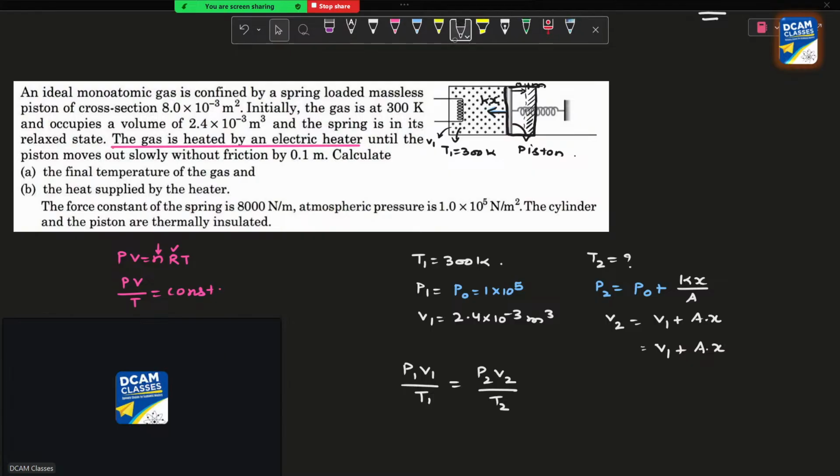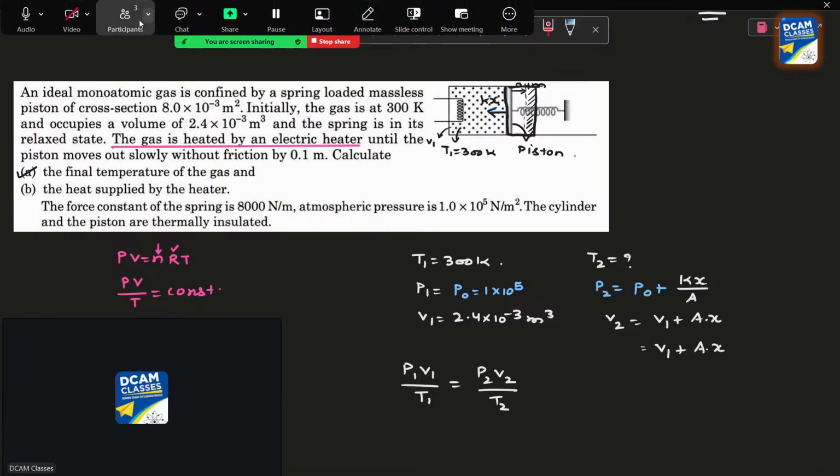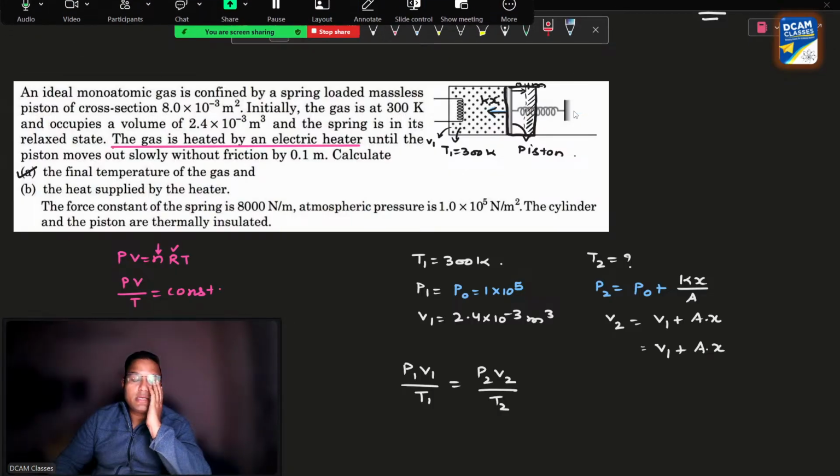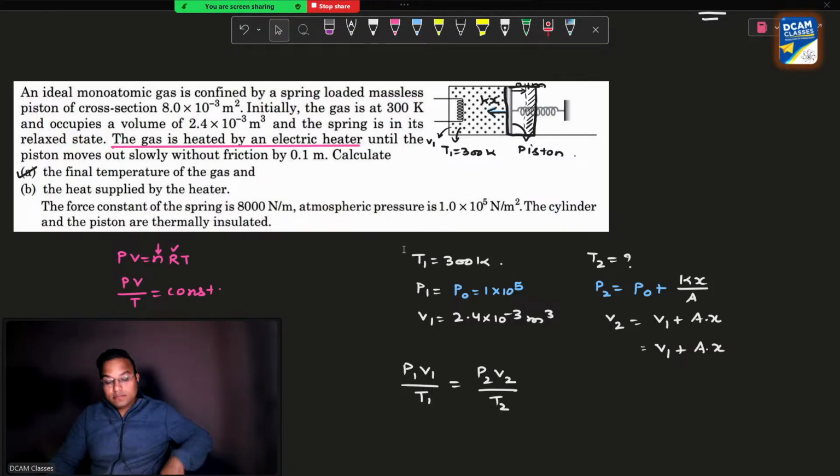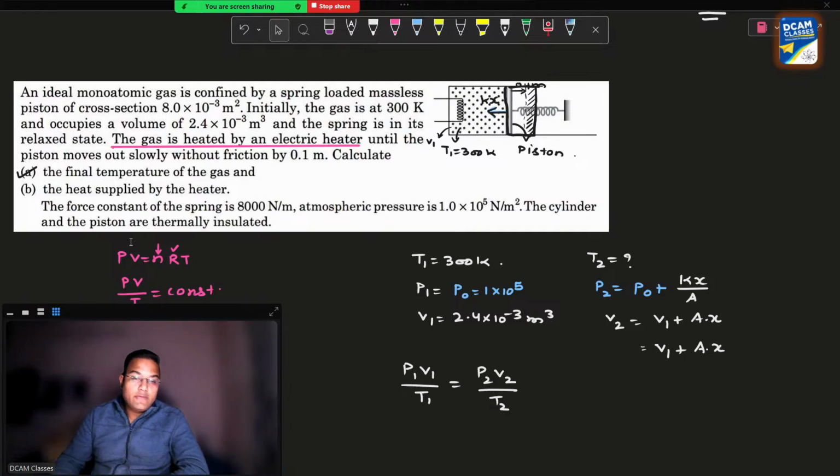Achha, now you solve only the A part. The B part I'll tell you later, because it will become difficult for you to comprehend at this level, as it is an advanced level question. Half kx square was p1 delta V that you have to do.